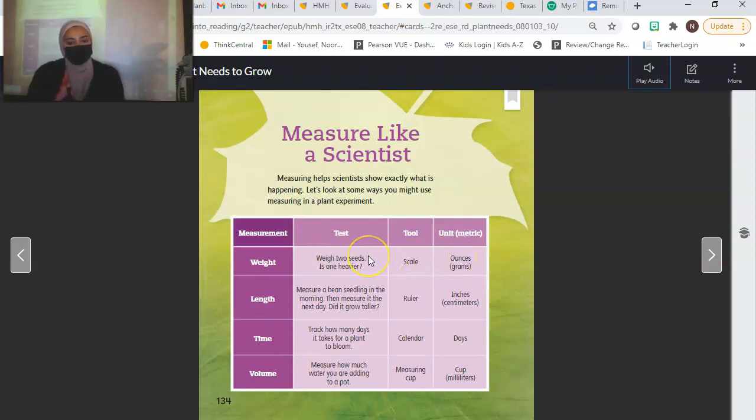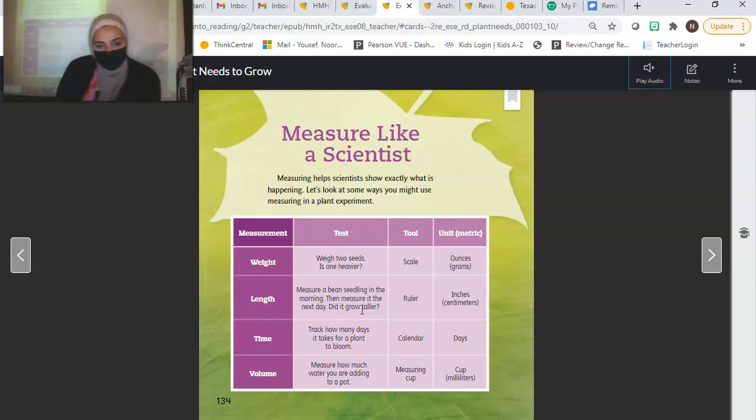So which way, two seeds, is one heavier? Obviously, seeds are very light. That's why they did a unit that's smaller than pounds, which is ounces. And then they did length. Measure a bean seedling in the morning, then measure it the next day. Did it grow? You need a ruler.